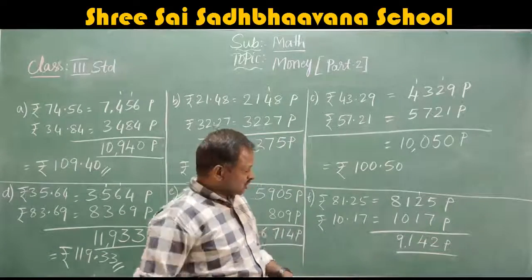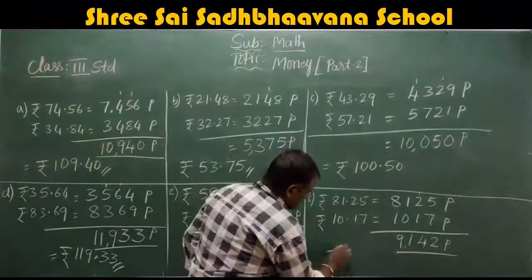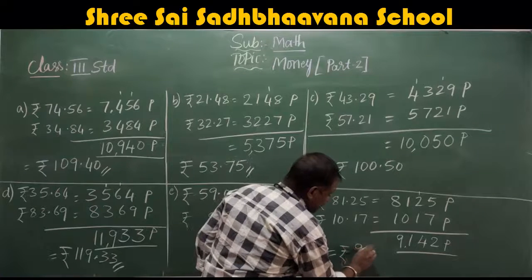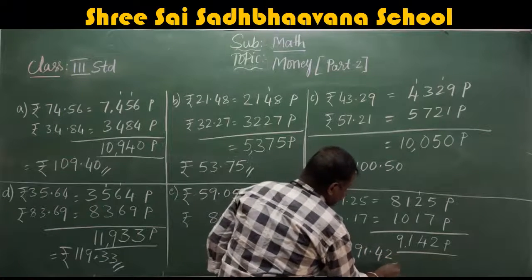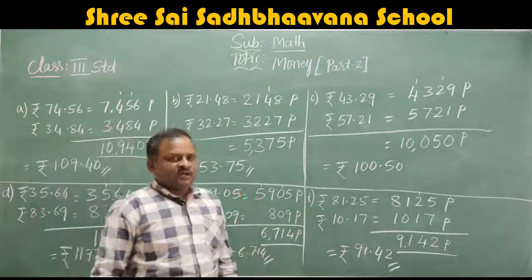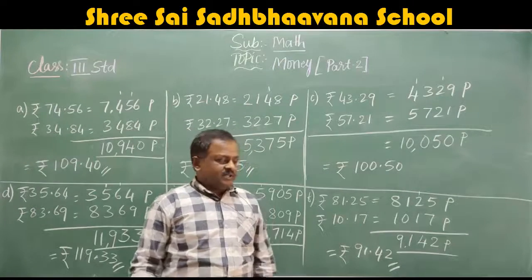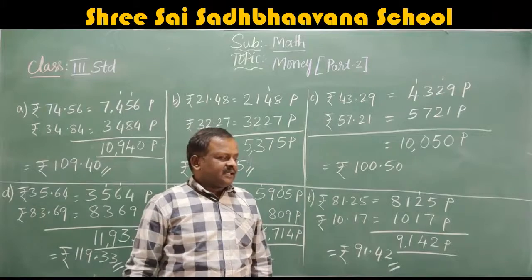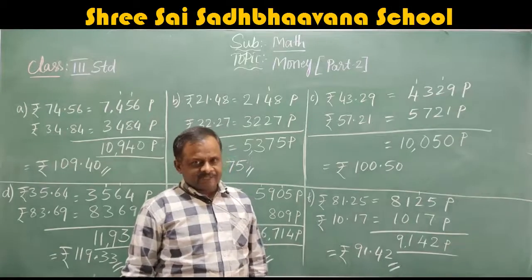9,142 paise. So convert this into rupees. Rupees can be written as 91.42 rupees. I hope you understand this one also. Next we'll go for adding the rupees and the paise.